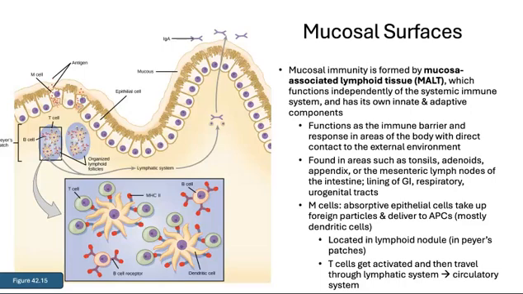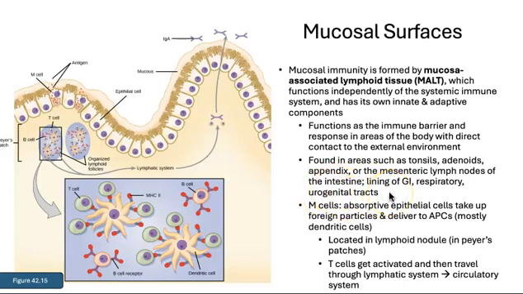Now let's talk a little bit about mucosal surfaces. We have mucosal immunity within our mucosa-associated lymphoid tissue, also known as MALT. So this almost is its own immune system that works independently from our systemic immune system. And we have its own innate and adaptive components. It'll create an immune barrier from pathogens because we are going to have contact to the external environment. So we find them in areas such as our tonsils, our adenoids, which are found in our nasopharynx, our appendix coming off of the large intestines, or our mesenteric lymph nodes, meaning the lymph nodes that are surrounding our intestines, and around the lining of our GI tract, respiratory tract, and urogenital tracts.